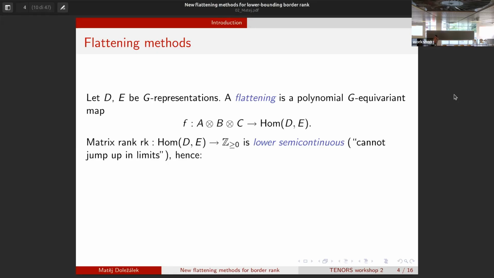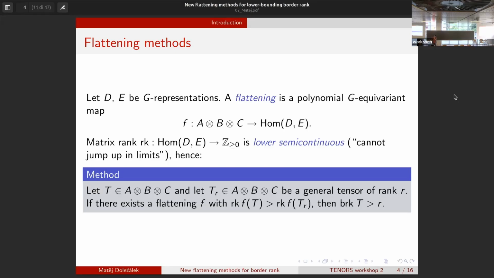And then the crucial property I will use is the fact that matrix rank is lower semi-continuous. So if I move in the space of matrices, in the limit, the rank could only drop down. It will never jump up. And hence, here's the very general blueprint of a flattening method.